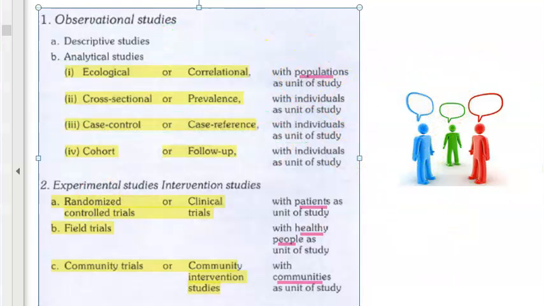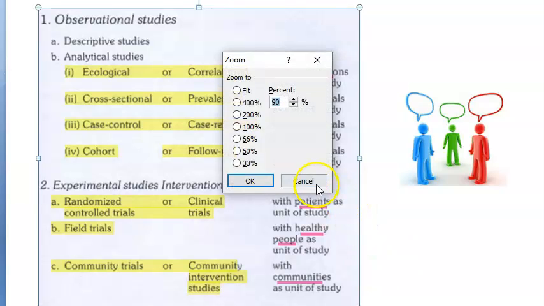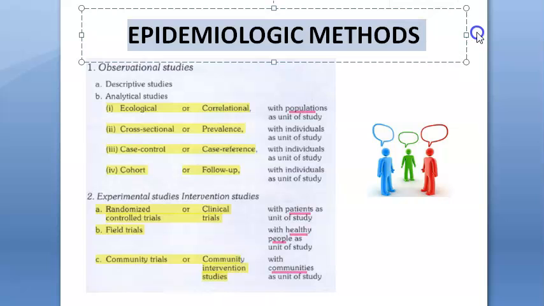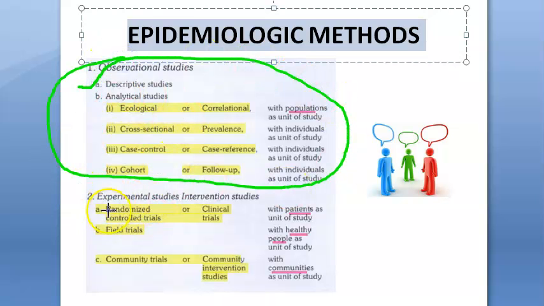So basically what are we trying to study here, guys? We are trying to study the disease, right? We are studying the occurrence of disease in people. That is what epidemiology is. Here in observational studies, we don't intervene. We just study. But in experimental studies, they will intervene.